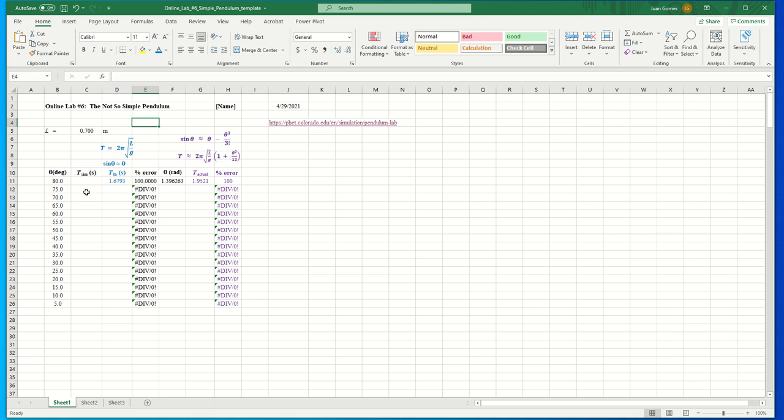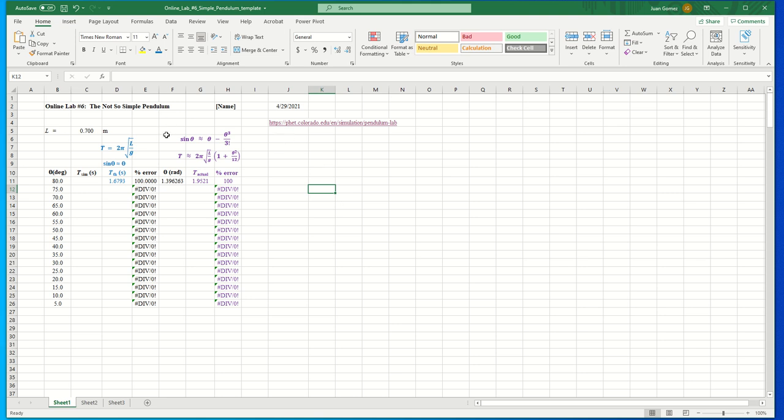Now, notice here in our simulation we're using values of theta from 80 down to 5 in increments of 5 degrees. Well, what if theta is not small? What if you're not using what's called the small angle approximation? Then what do you do to derive the formula for the period?